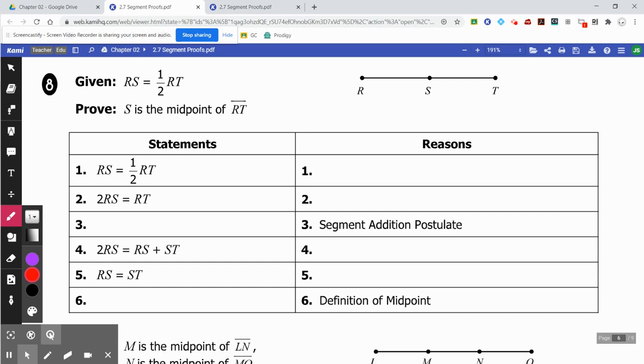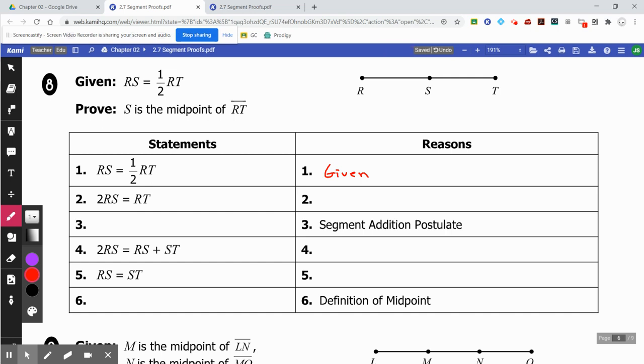If you go back and look, number 8 is nearly identical to number 1, just backwards. We're given that RS is equal to 1/2 times RT, or half of RT. So if this is equal to half of the whole thing, then we want to prove that S is the midpoint. Kind of the same thing, like I said, with number 1, just backwards. So we're given that RS is equal to half of RT.